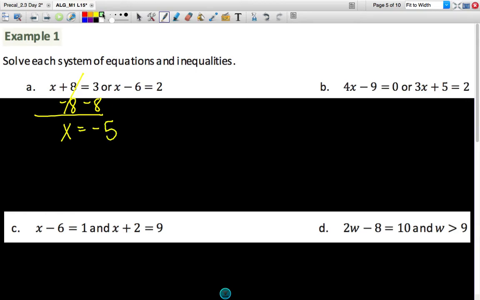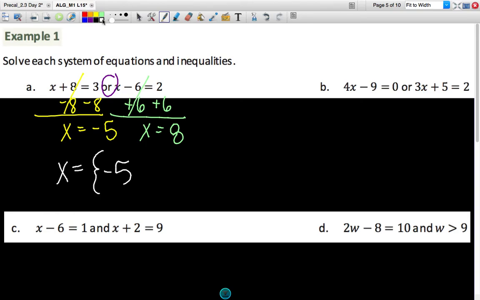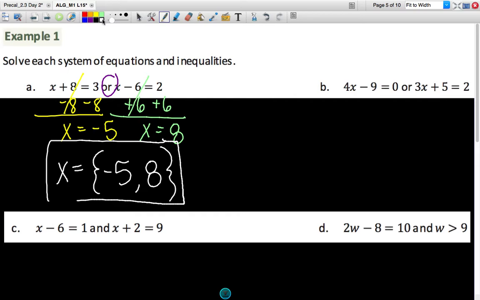If you look at the other equation, to isolate the variable, we need to add 6. So we have x is equal to 8. The key word here is or, and or means that we can have two solutions. So all we're going to do is take both of our answers and write them in set notation. So our answer is negative 5, 8.